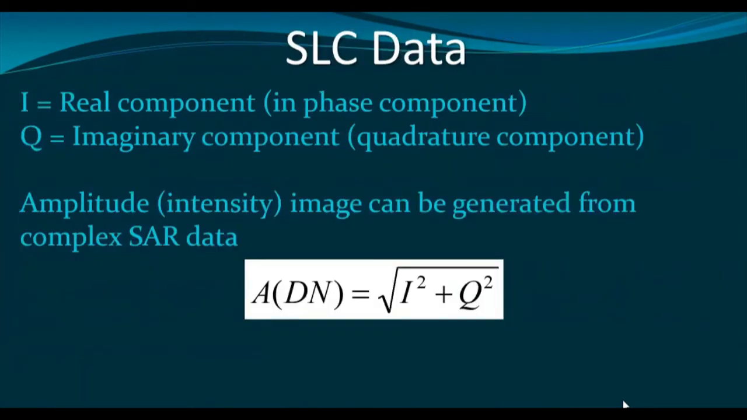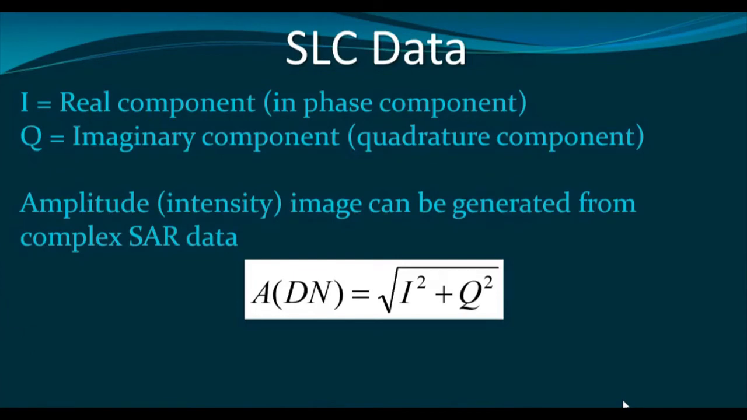First, the SLC data, single look complex data. In single look complex data, as I told you, for each and every pixel, there will be two components, I component and Q component. I is the real component, also called the in-phase component, and Q is the imaginary component. This is called the quadrature component. What does it mean by in-phase component and quadrature component? We shall discuss in the next slide.